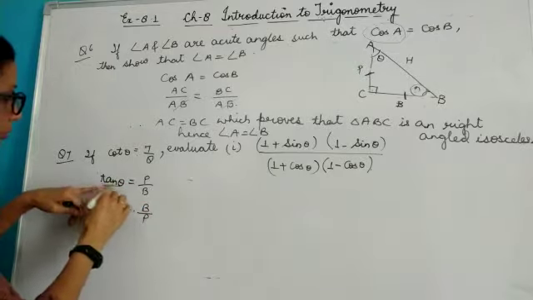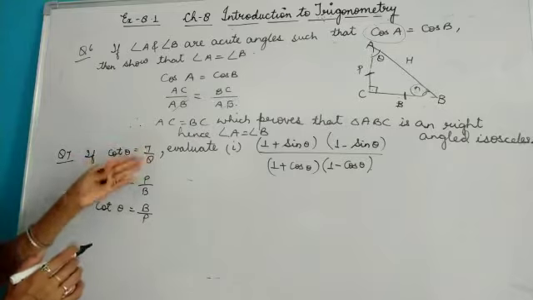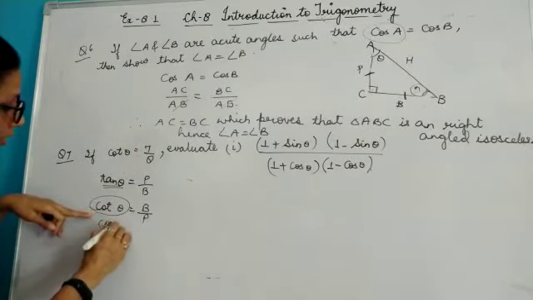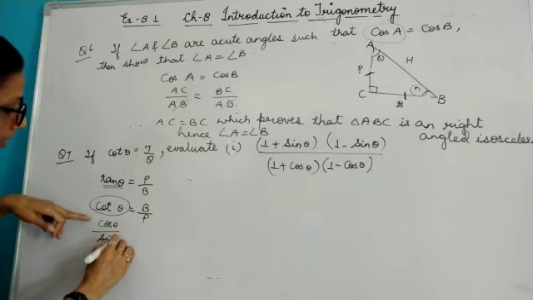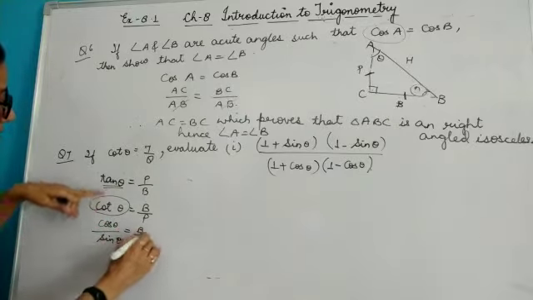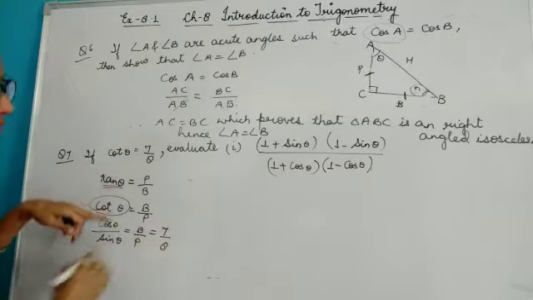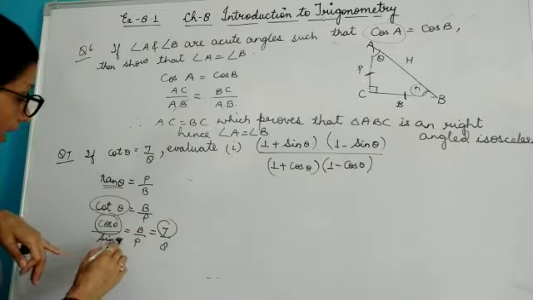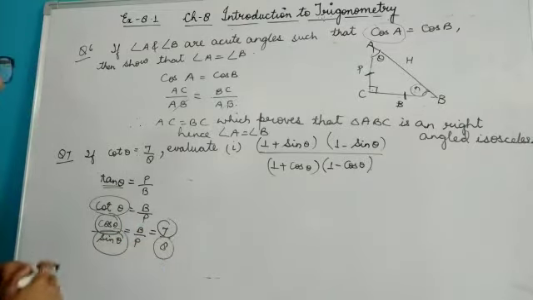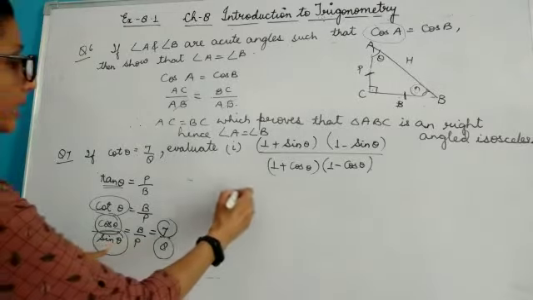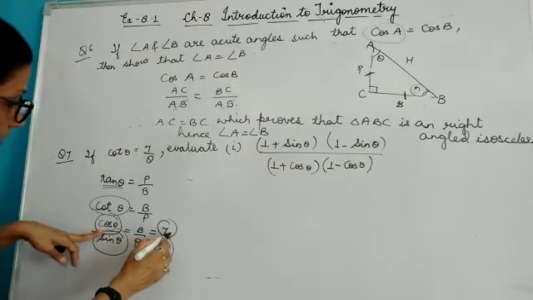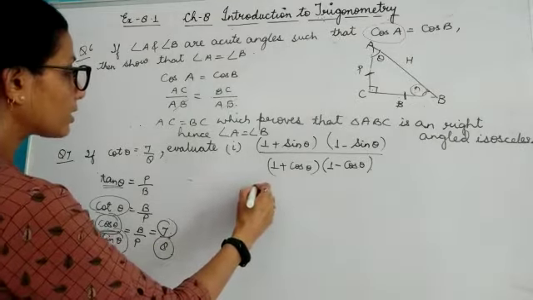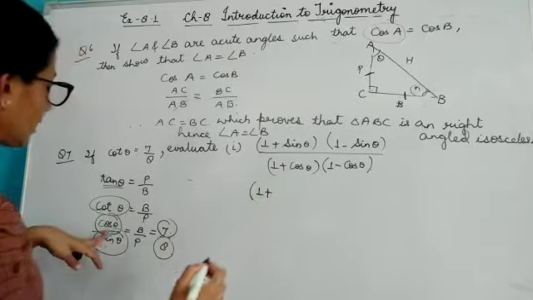You also know that tan theta is sin theta by cos theta, so this cot theta can be written as cos theta by sin theta, which is equal to B upon P, and whose value is given to you as 7 by 8. That means your cos theta can be taken as 7k and your sin theta can be taken as 8k. So here you will be taking cos theta equal to 7k and sin theta equal to 8k.